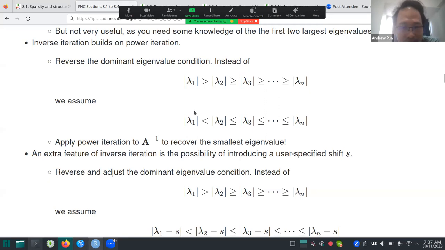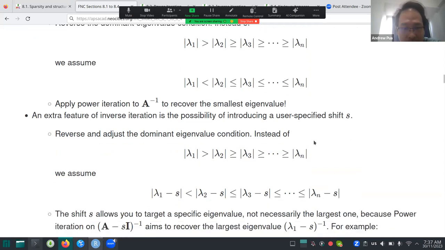If you take the reciprocal of this condition here, you'll find that you'll be in the form where 1 over lambda 1 is the dominant eigenvalue in the context of power iteration. Therefore, you could apply power iteration to A inverse to recover the smallest eigenvalue. That's the cool thing about it.